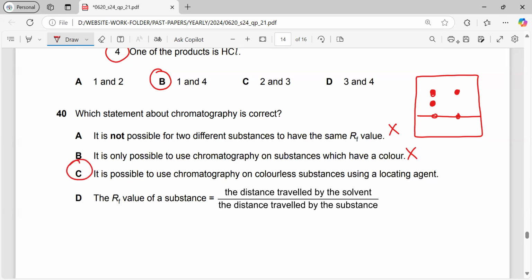The RF value for a substance is the distance traveled by the solvent divided by the distance traveled by the substance. It should be the other way around. The distance traveled by the substance will be in the numerator, and the distance traveled by the solvent will be the denominator. So option C is right. We can use chromatography on colorless substances using a locating agent.